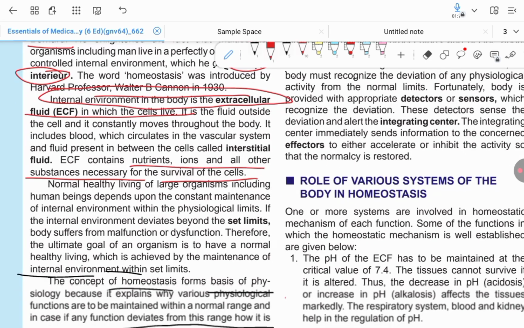Now tell me, the extracellular fluid, which is called the internal environment of the body, does it include only the fluid? No, it includes blood. Anything which is present outside the cell inside the body is called the internal environment. It can be the digestive system, the nervous system, the endocrine system. These are also the internal environment, present outside the cell.